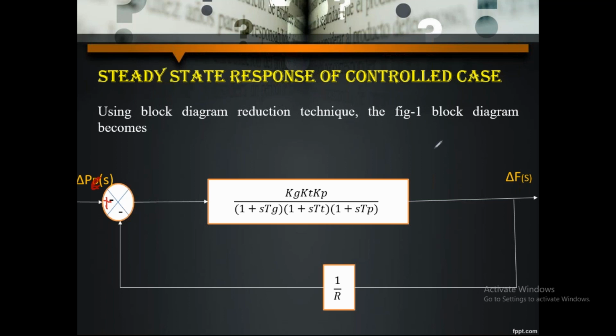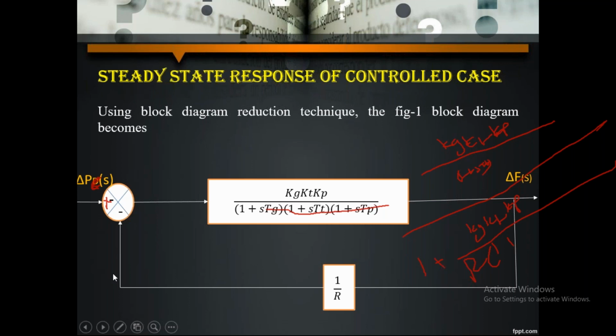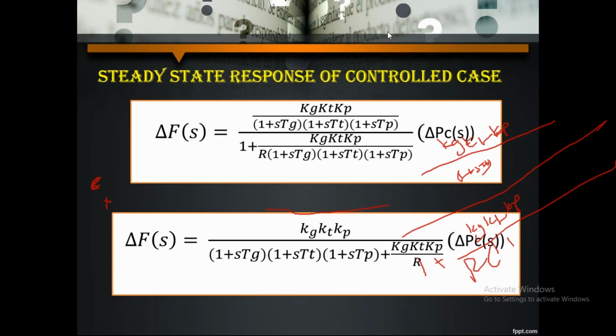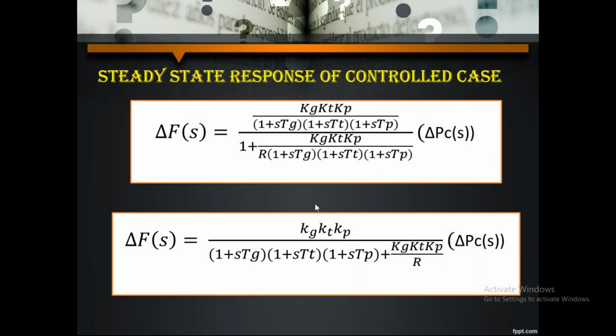So after eliminating this, what will you get? K_g, K_t, K_p divided by 1 plus sT_g. So all terms will get, the whole divided by 1 plus K_g, K_t and K_p divided by R into all the s terms. This will come: 1 plus sT_g, 1 plus sT_t, 1 plus sT_p. Now after eliminating this block diagram to the transfer function, we will get the transfer function like this. Just check the transfer function that you got.